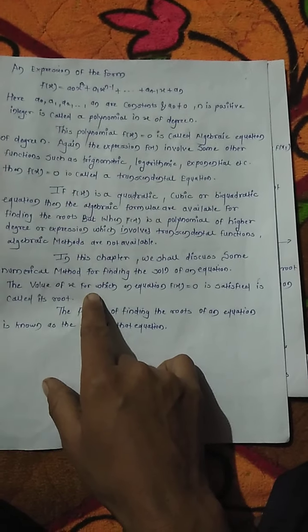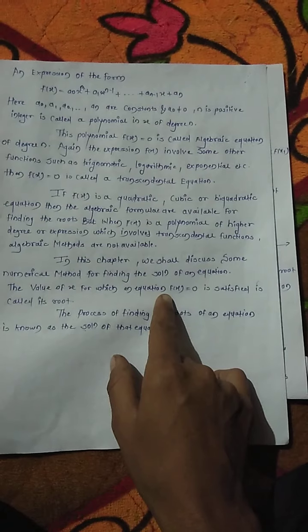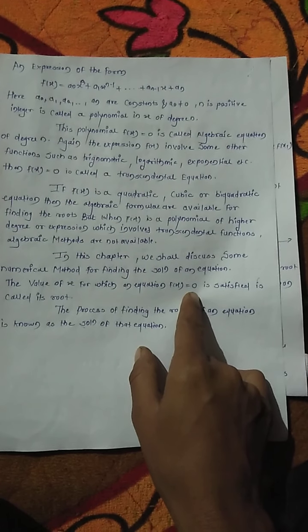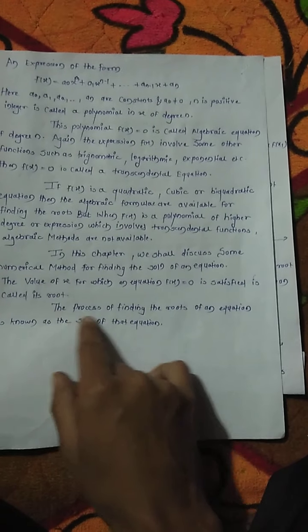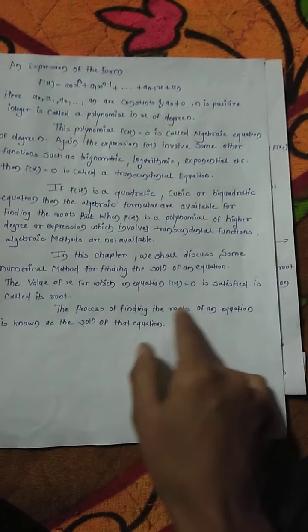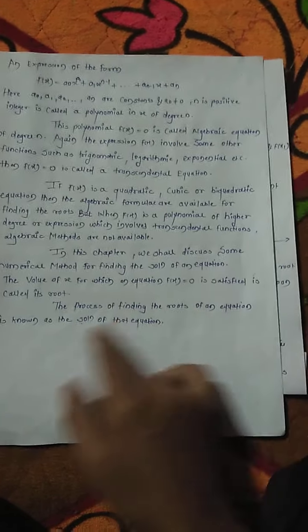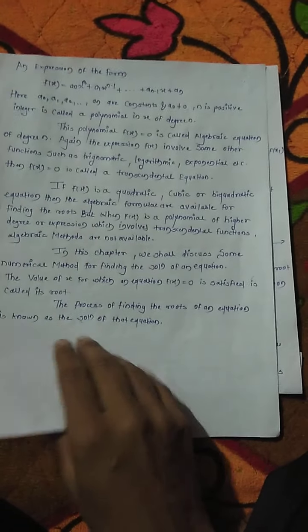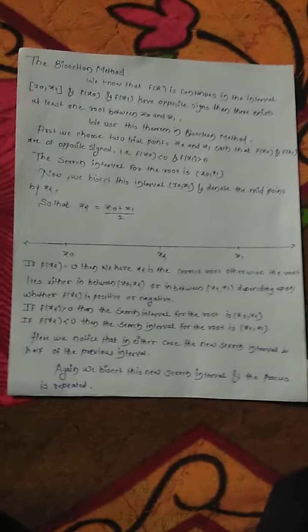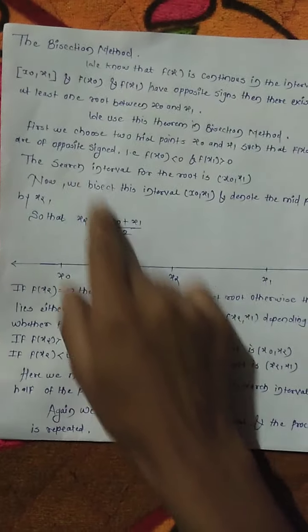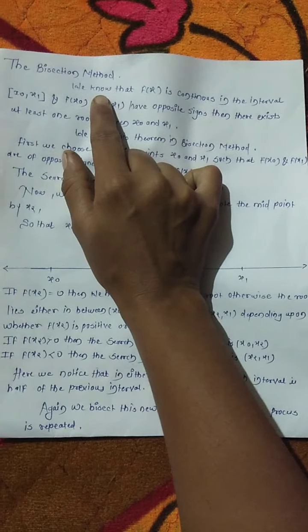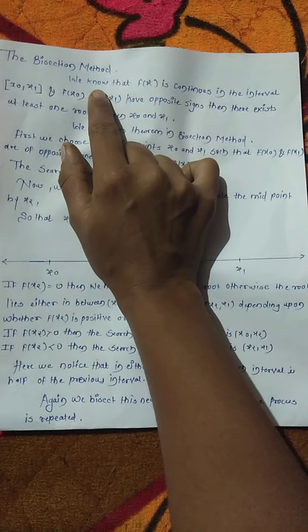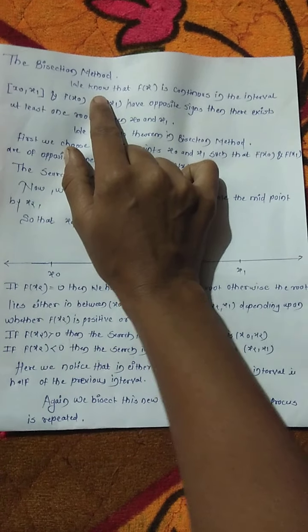The value of x for which the equation f of x is equal to 0 is satisfied is called a root, and the process of finding the roots of an equation is known as the solution of that equation. Next, the bisection method. The bisection method is based on the intermediate value theorem. So what is the intermediate value theorem?